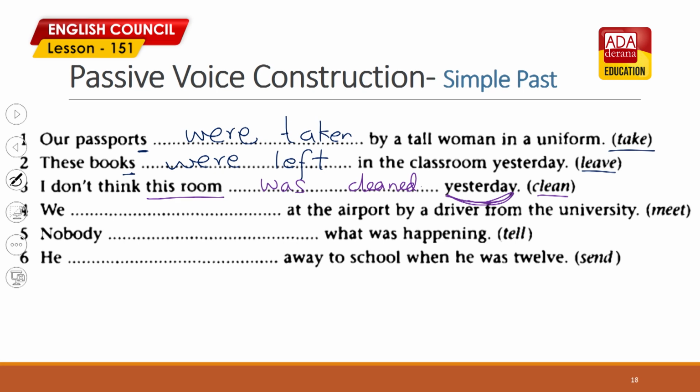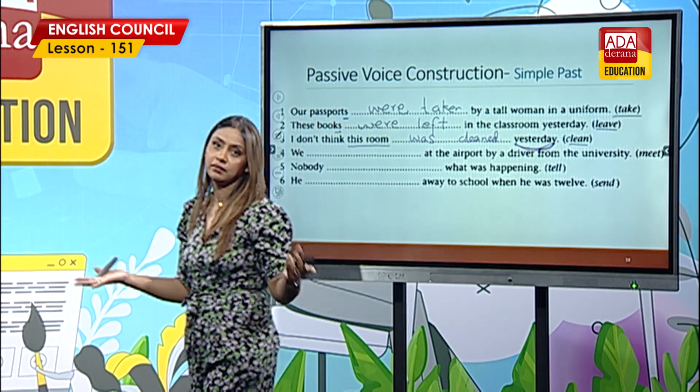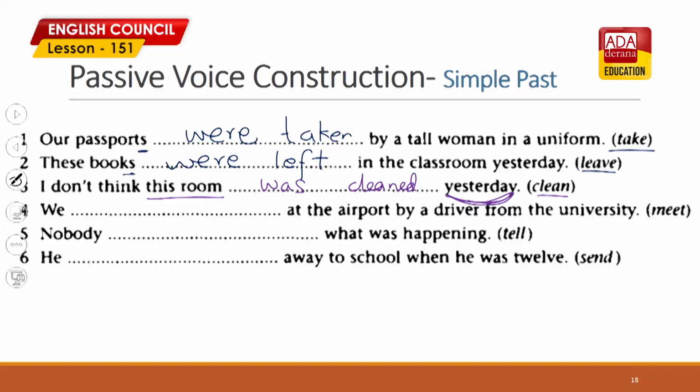Was cleaned. Now, do we know who did this or who didn't? Or who left the books? No. Look at the first one. That we know: by a tall woman. But the by a tall woman is there only because of the exercise. Otherwise, if you know who took the passports, you can simply say a tall woman in a uniform took our passports. Very easy.